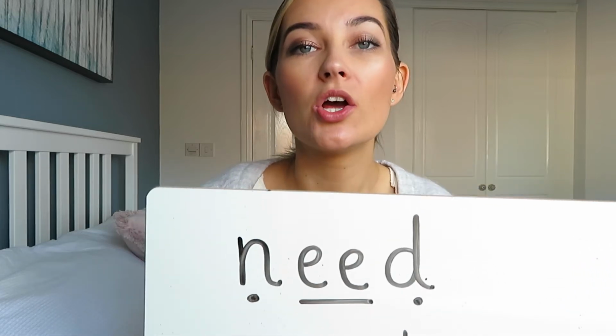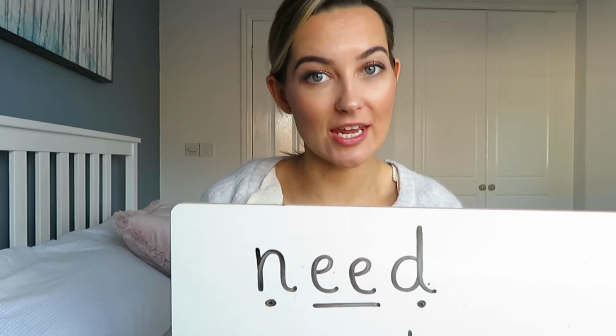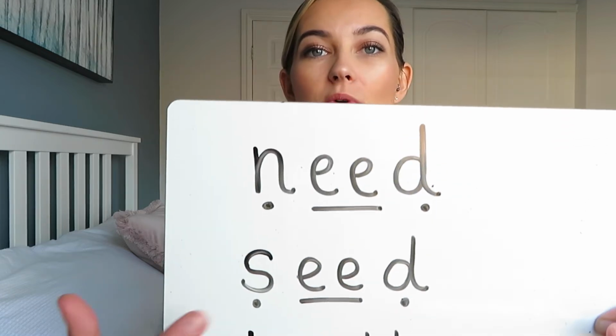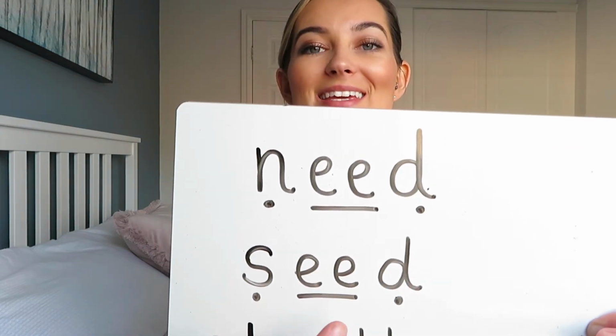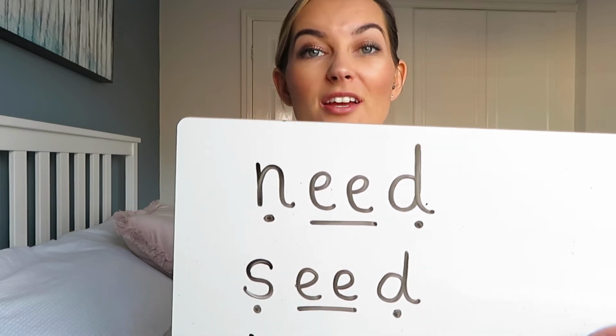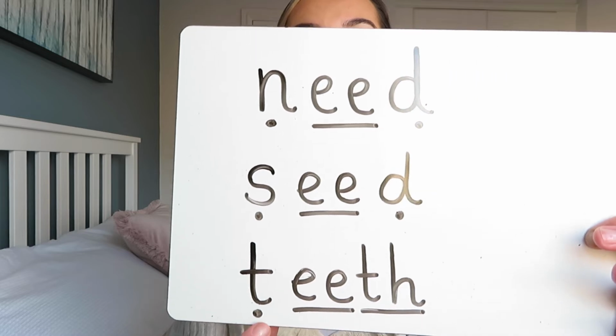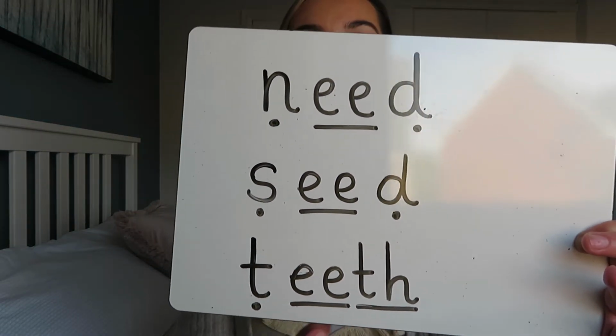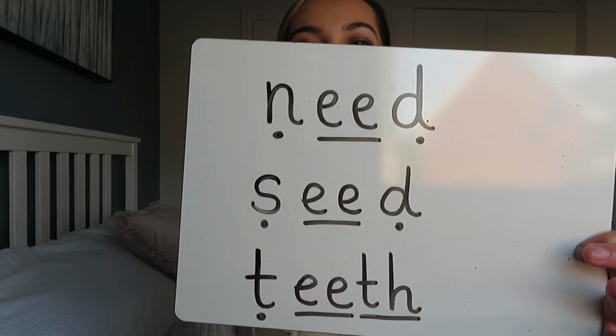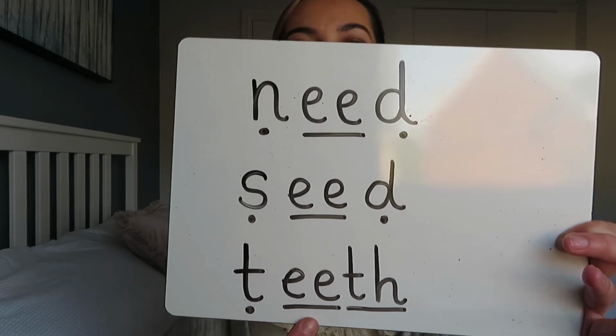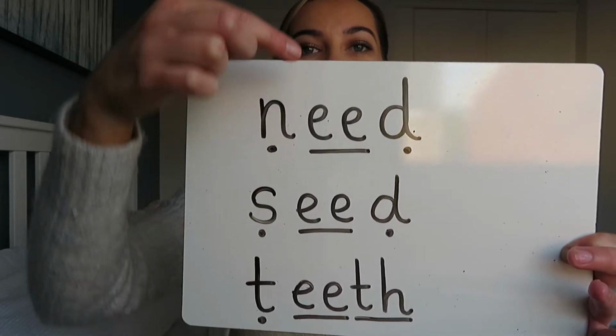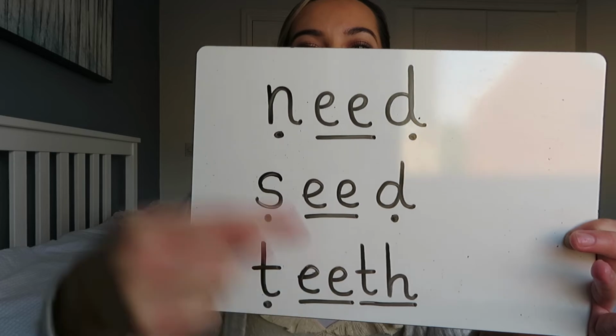So the first one is need, need, need. I need to go to the shop. The next one is seed, seed, like when you plant a seed. And the last one is teeth, teeth. I clean my teeth. So if you look at all these words, you can see that they are in the middle of the word.